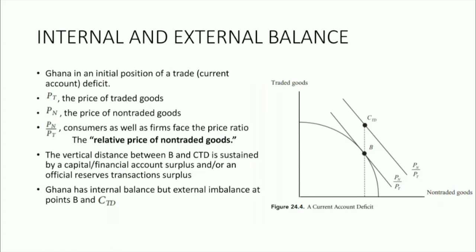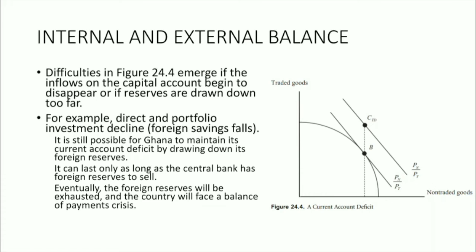Now, as previously stated, the vertical distance between B and CTD is sustained by a capital or financial account surplus and/or an official reserves transaction surplus. And so Ghana has internal balance but external imbalance at points B and CTD in this figure. Difficulties may emerge when the inflows on the capital account begin to disappear or if reserves are drawn down too far. Let's suppose, for example, direct and portfolio investment decline or foreign savings fall. It is still possible for Ghana to maintain its current account deficit by drawing down its foreign reserves. However, this condition is clearly not sustainable.